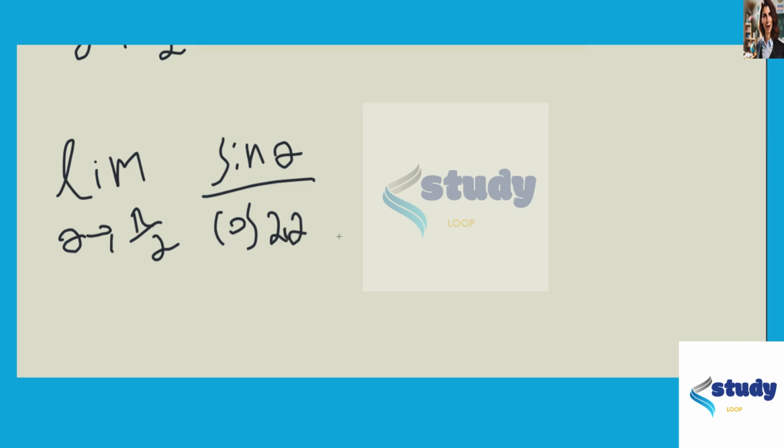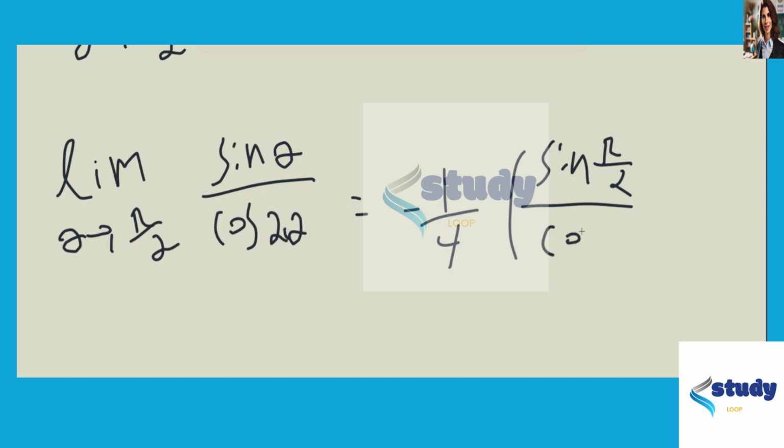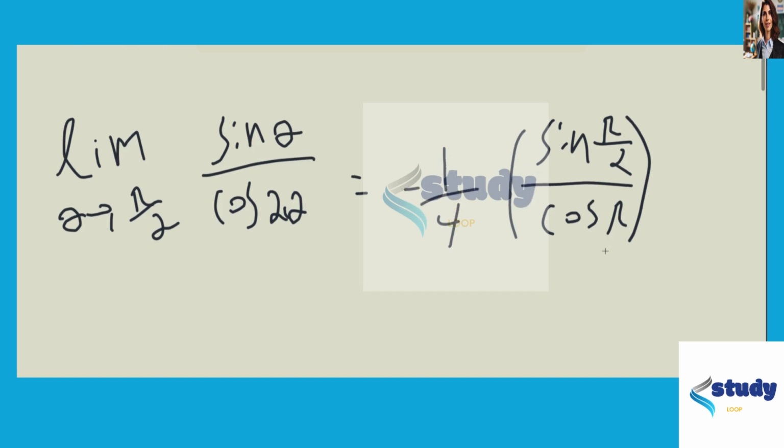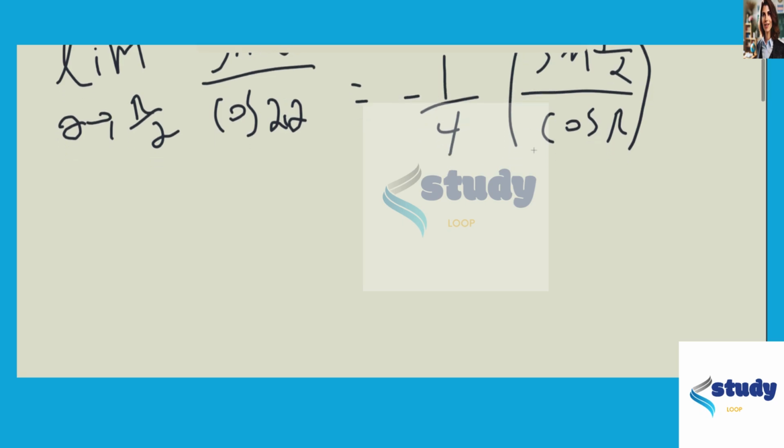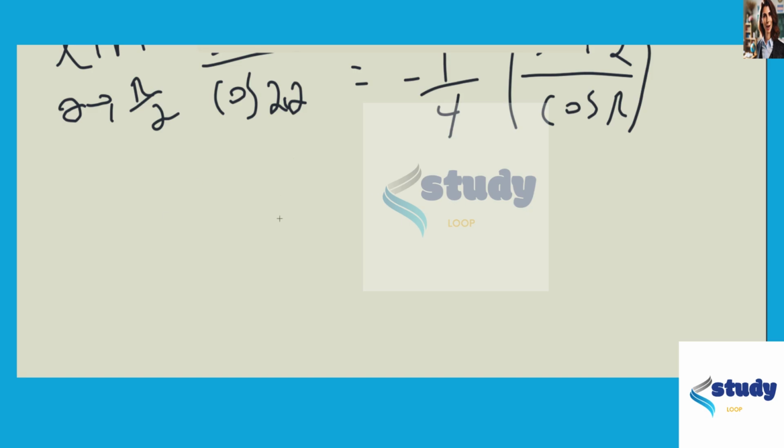Now in putting in pi over 2, we get here, well, we get a negative 1/4 times sine of pi over 2 divided by cosine of 2 times pi over 2. So we get a negative 1/4. And then taking the limit here, we get, well, times sine of pi over 2 divided by cosine of pi. So this is going to give us negative 1/4 times 1 over negative 1, which is just a negative 1/4 times negative 1, which gives us 1/4. So therefore, the limit here evaluates to 1/4.